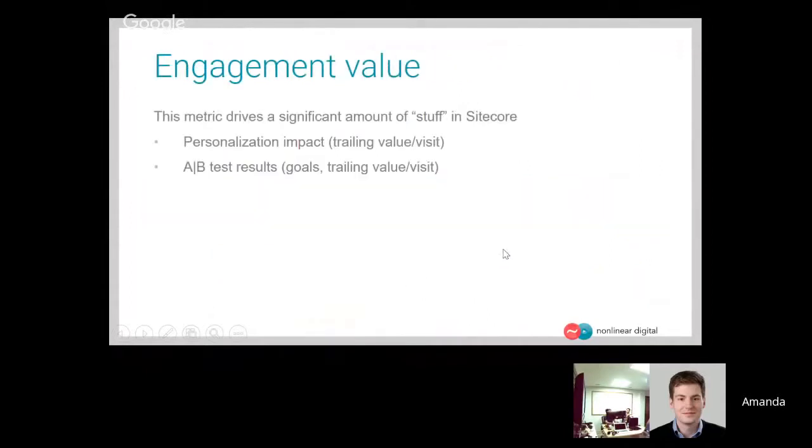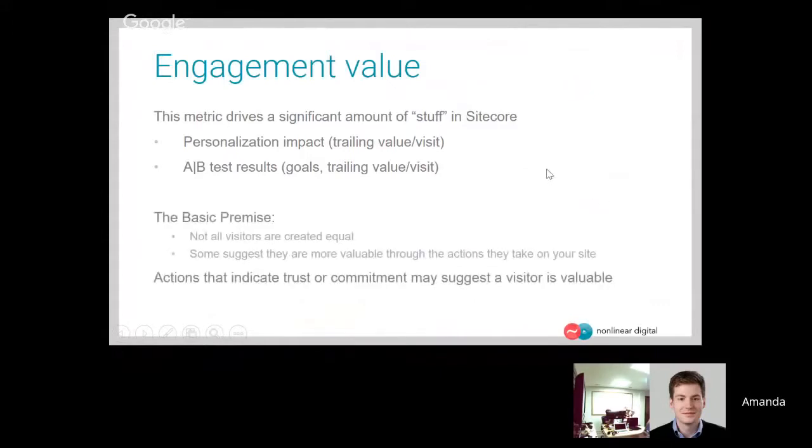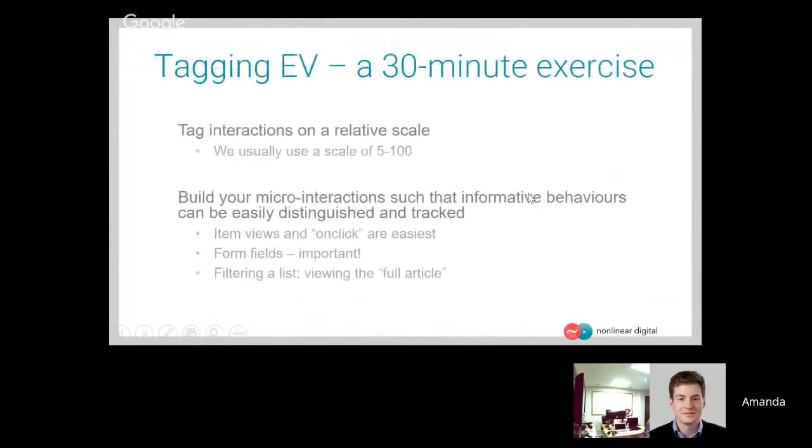So I want to talk about engagement values. Many of you may be aware of what this is, but this is a metric in Sitecore, and it drives an enormous amount of the marketing capability. So a lot of the functionality is predicated on this value. So for example, the impact of a personalization rule or the outcome of an A/B test. And the basic premise is that not all visitors are created equally, nor are all actions on a website created equally. Some are more valuable than others.